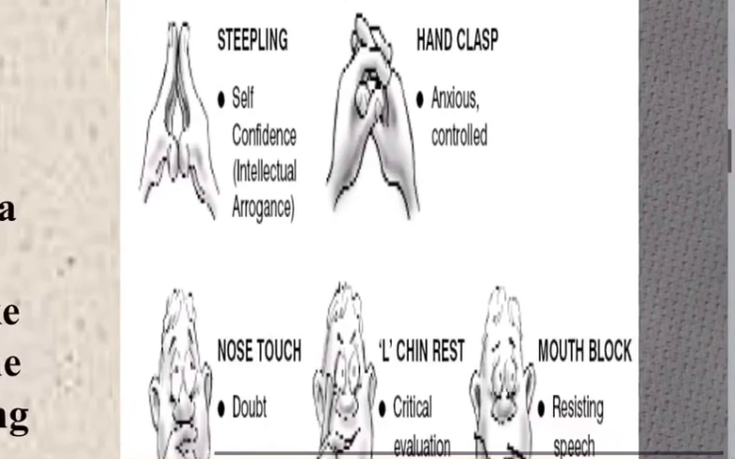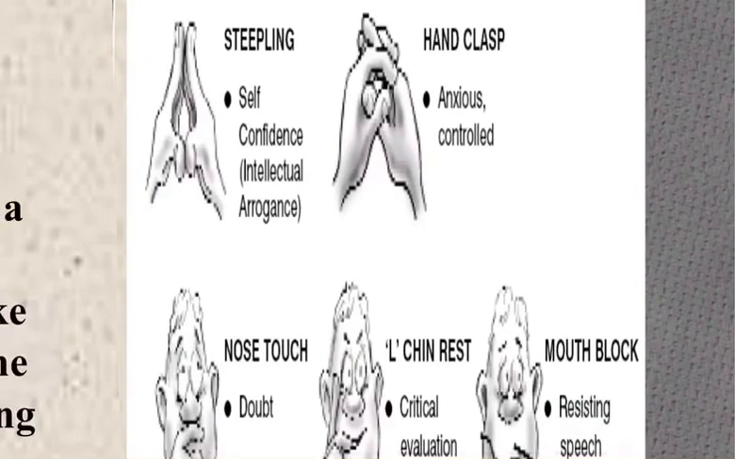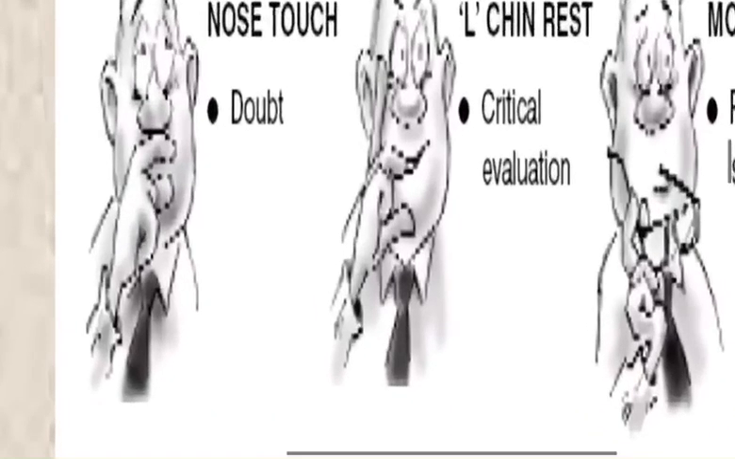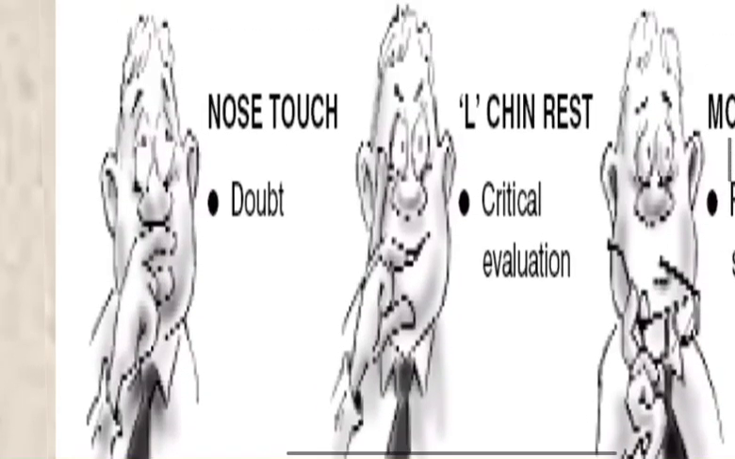And the hand clasp, as you see here, when you're holding your fingers together, it means you're anxious, you're nervous, or you are controlled. Controlled means someone's controlling your ideas, someone's controlling you in a way or another, someone's controlling your talk. So you're either nervous or you're controlled. What about the nose touch? If you start touching your nose like this, it means you are in doubt, you're not sure, you're not certain about any piece of information.